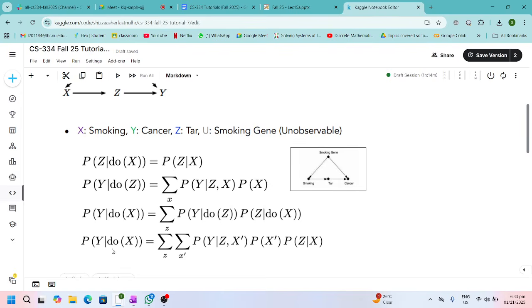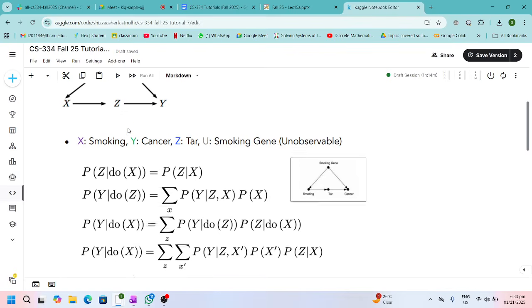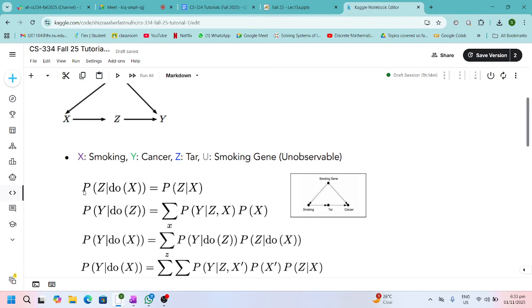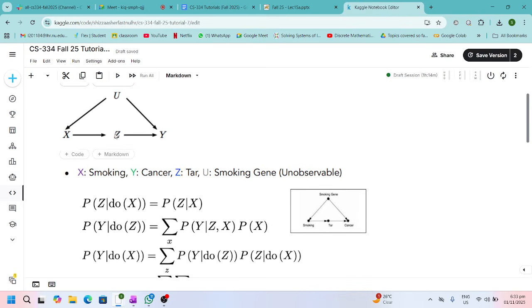This is the final formula, sorry, for the front door criterion. Summation Z, and then उसके अंदर you have another summation for X, and well, this entire thing. But I will quickly tell you how you get there. First, you compute probability of Z given that you intervene on X. Z and X. The thing is though कि Z and X के बीच में there is no confounding variable right now. This is one of the assumptions of the front door criterion.